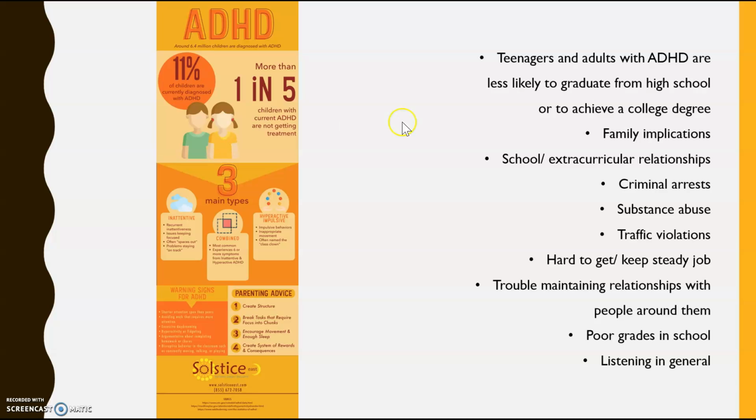The implications for ADD and ADHD in teenagers and adults is that teenagers and adults with ADHD are less likely to graduate from high school or to achieve a college degree. There's a lot of family difficulties that can come up, like trouble getting along with siblings or with maintaining healthy relationships with family members. There is difficulty with school and extracurricular relationships.